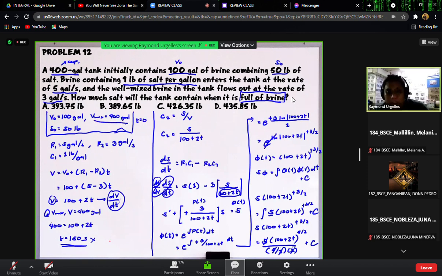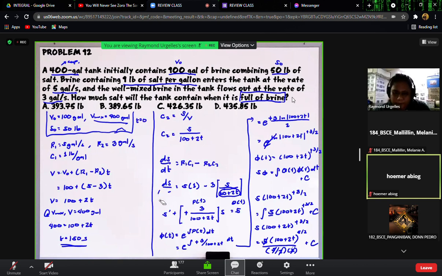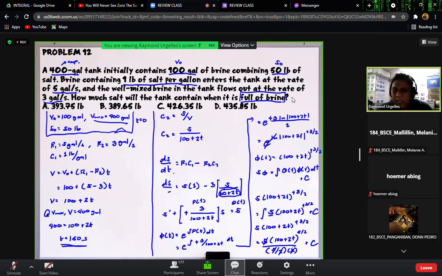So pwede na natin gamitin yan para sa calculation. And actually, there's a way para yung linear differential equation natin ay madiretso natin sa particular solution. So gagamit din lang tayo ng definite integral. Pero again, try nyo na lang i-discover kung gusto nyo matutunan yun.